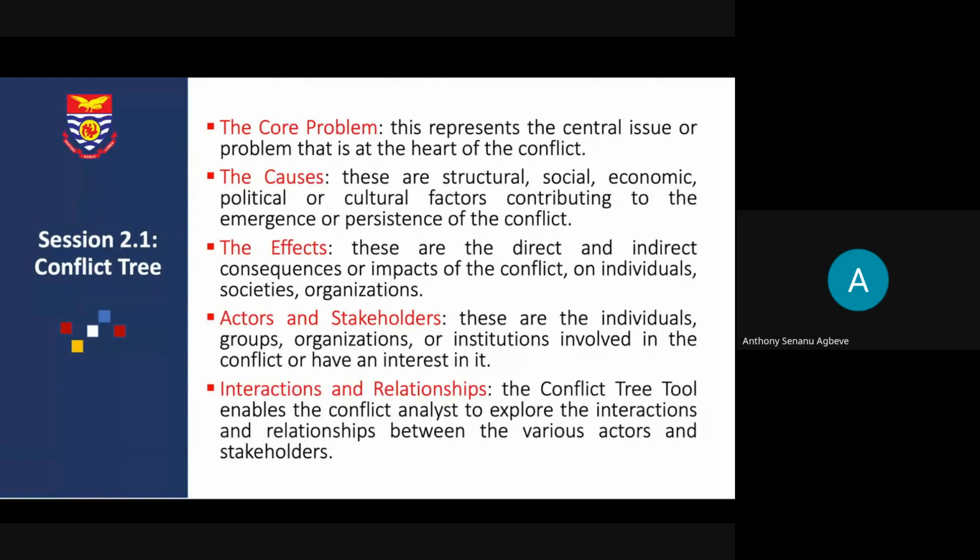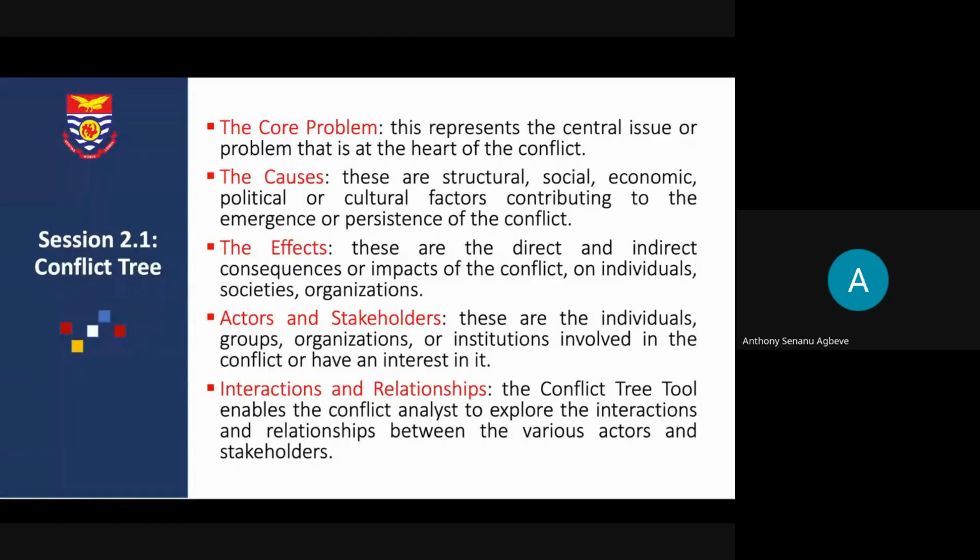Indirect consequences, for example, can be that as a result of the conflict, people have PTSD, post-traumatic stress disorder, or emotional and psychological challenges. People have lost a lot of family members as a result of the conflict, right? So when people are there, they begin to have some kind of playbacks, and that might have effects on their mental health. So those can be indirect consequences.